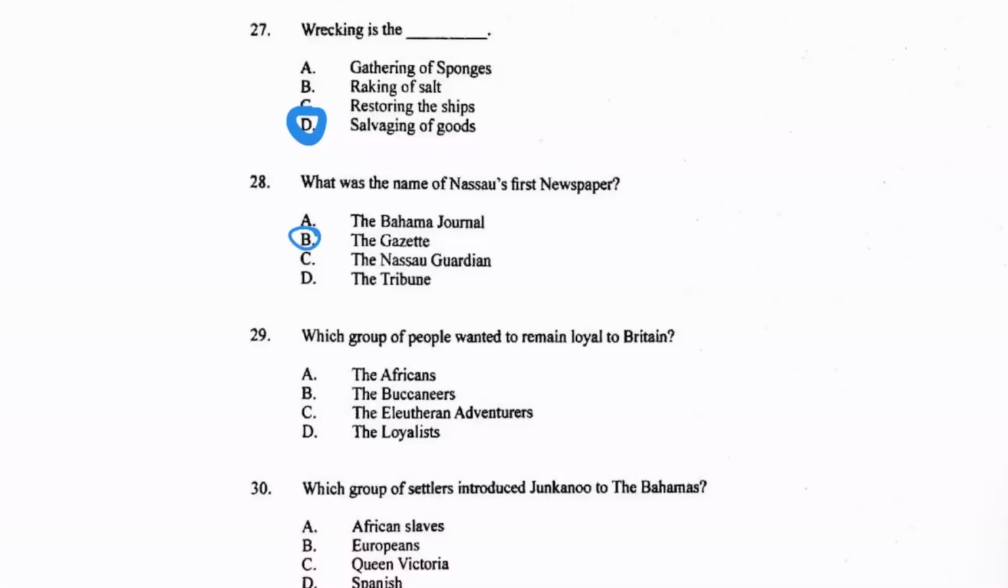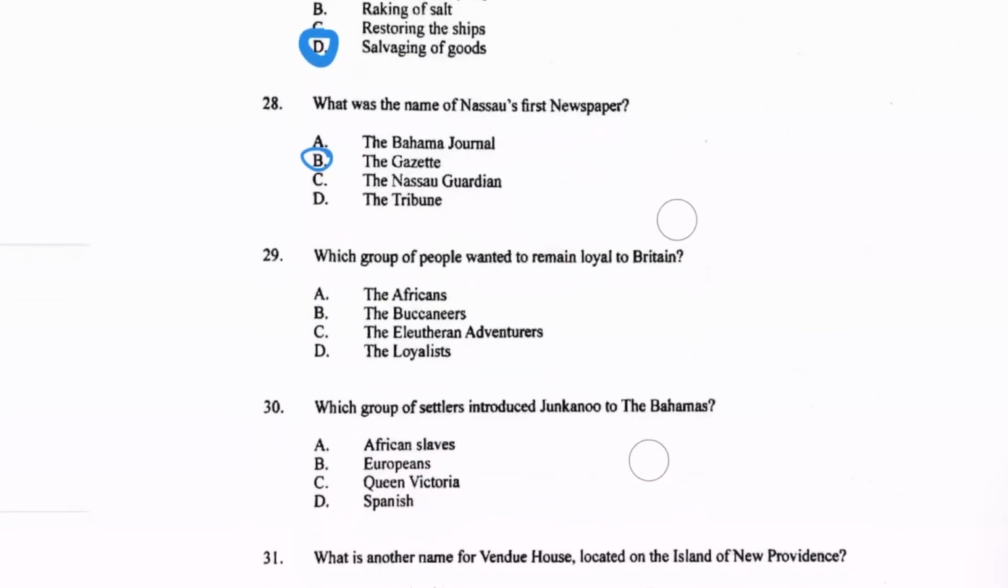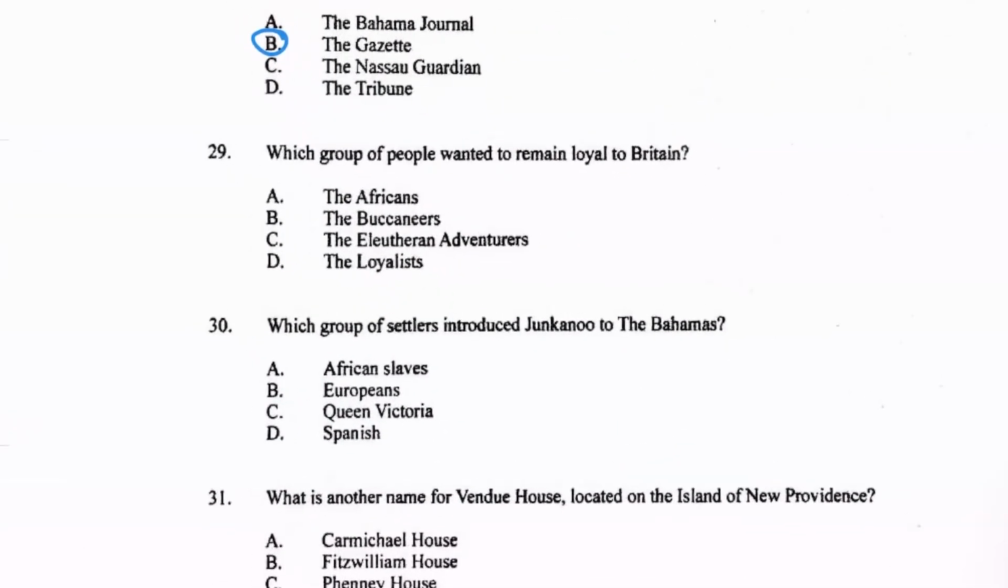Number 29, which group of people wanted to remain loyal to Britain? The Africans, the Buccaneers, the Lutheran adventurers, or the Loyalists? Yes, the answer is D, the Loyalists. The answer is in the name, isn't it? The Loyalists. They are people who wanted to remain loyal to Britain even when they weren't there anymore.